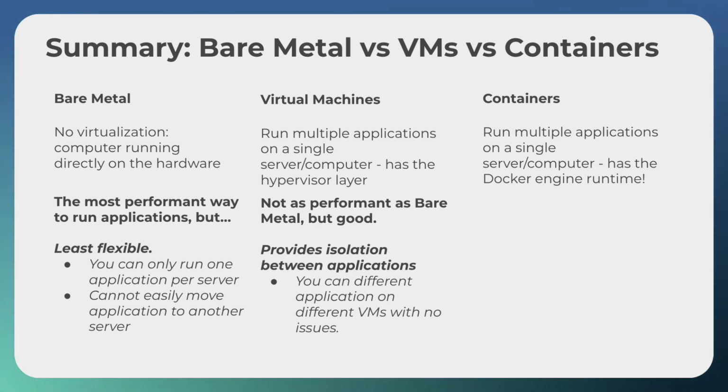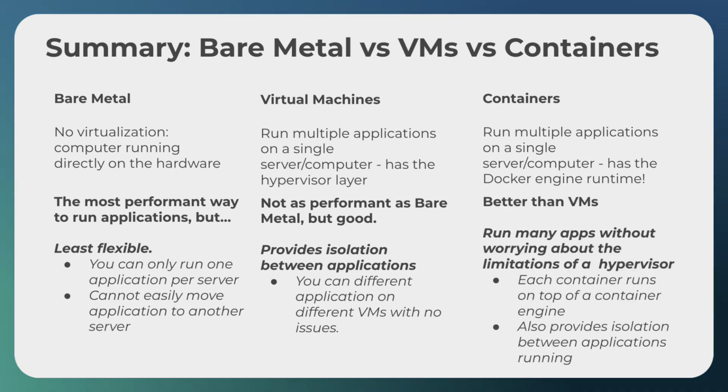But now we have what's called the Docker engine runtime. We don't have the hypervisor because it has its downfall as well, as we've seen. So this is way better than VMs because we can run many apps without worrying about the limitation of the hypervisor. So now we have a structure where each container runs on top of a container engine, in this case, the Docker engine runtime. And we also have this isolation between the applications that are running because they have to be their own entity. If something happens to container A, application A, then it's not going to affect 10,000 more containers that are maybe running on the same machine.